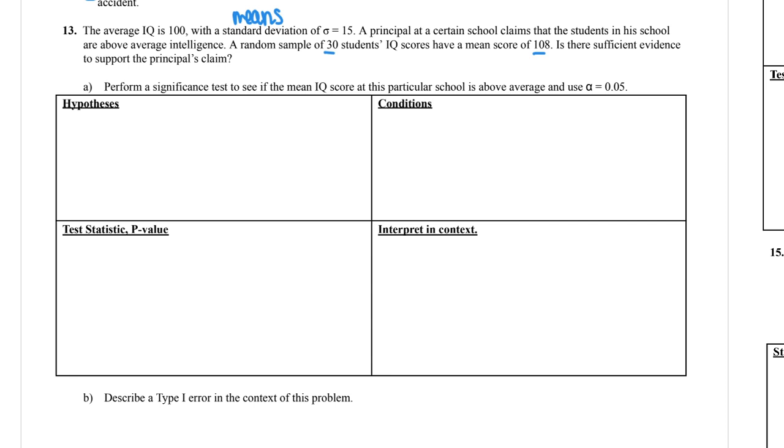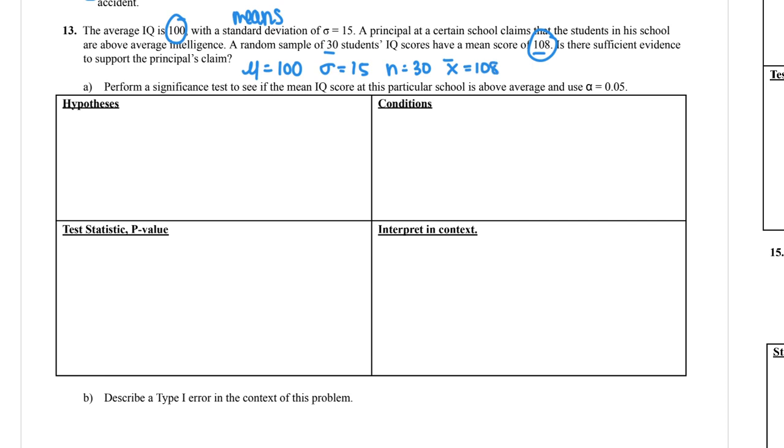So this looks like a one sample mean problem where we're comparing these students' scores to what the average IQ is. So let's identify the symbols first. Mu in this problem is 100. We are given sigma, that's equal to 15. n is 30. And then x bar in this problem is 108.